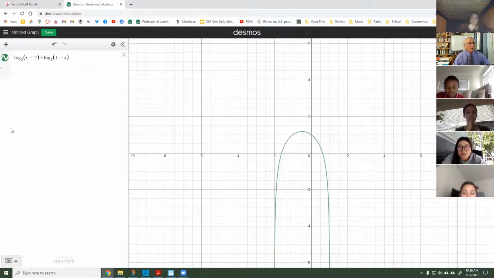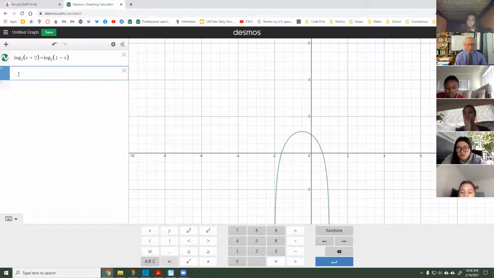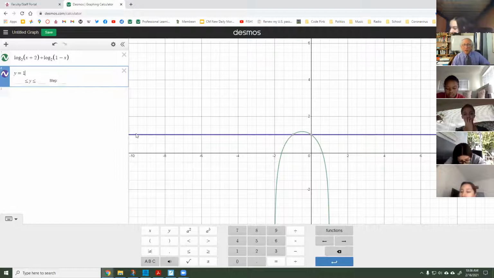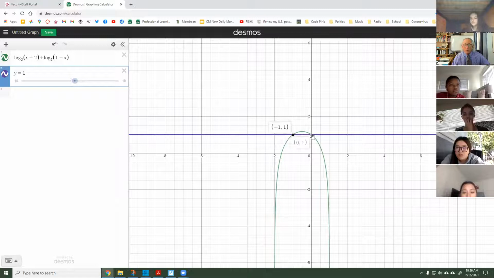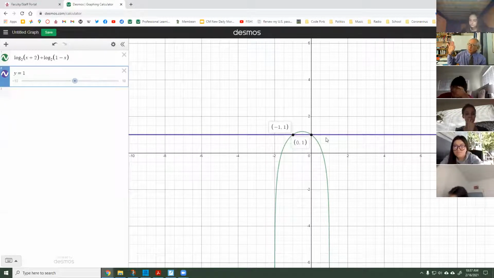And then my second question was it equals 1. So I'll go y equals 1. And I see that I have an answer right here at -1 and 0. X equals -1 and x equals 0. Questions? Any questions on how I'm graphing it? Everybody's happy? Okay.